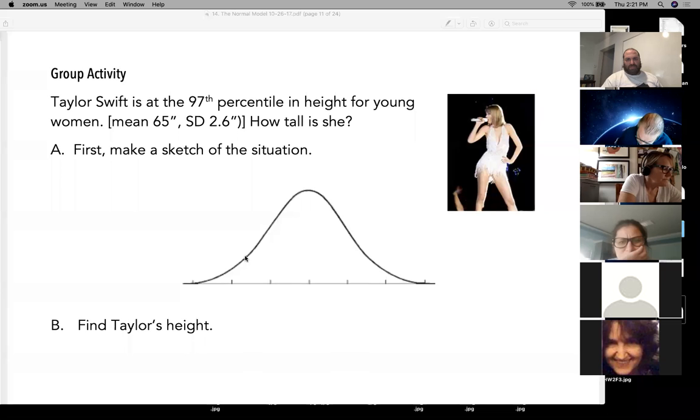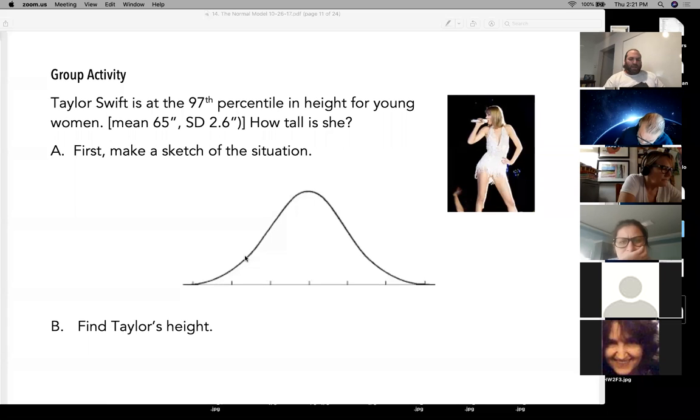Okay. Taylor Swift. I've heard of her. I wouldn't recognize her on the street, but I have heard of her.